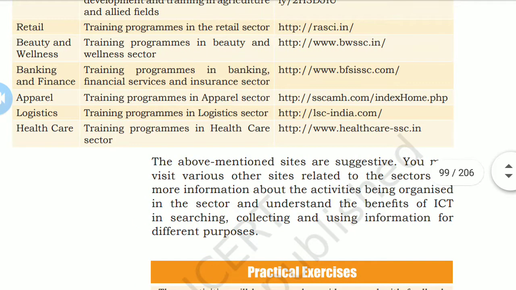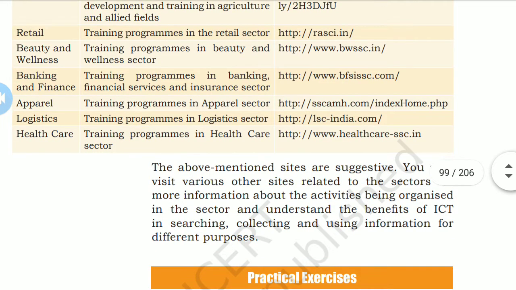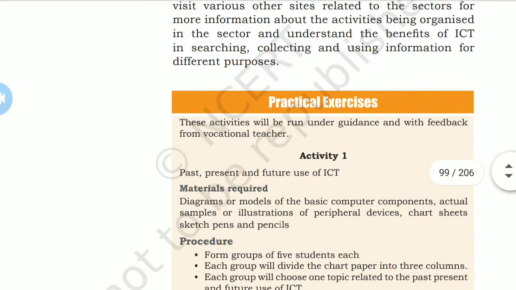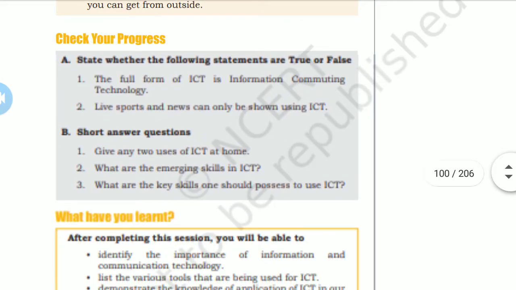The above mentioned sites are suggestive. You may visit various other sites related to the sectors for more information about the activities being organized in the sector. मतलब ये जो वेबसाइट्स दी है, you cannot depend on these particular websites only. You can also access the other websites of these sectors. Okay. In order to understand the benefits of ICT in searching, collecting, and using information for different purposes, we will move towards the exercise.